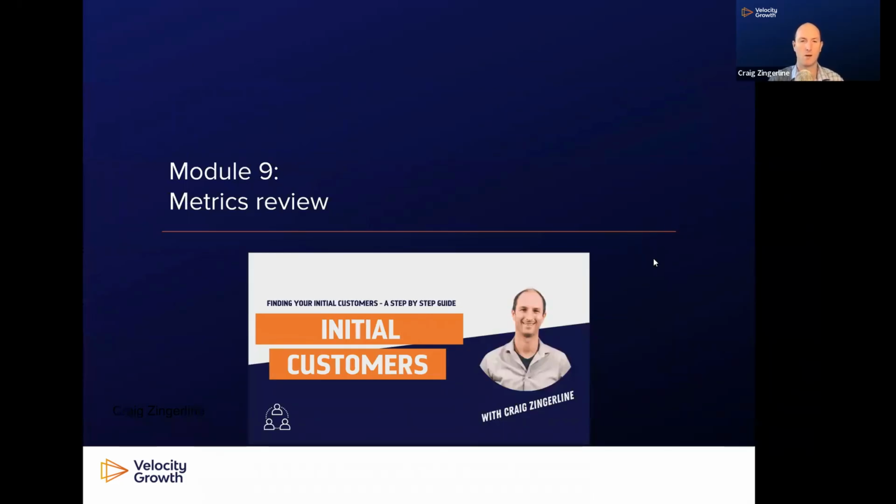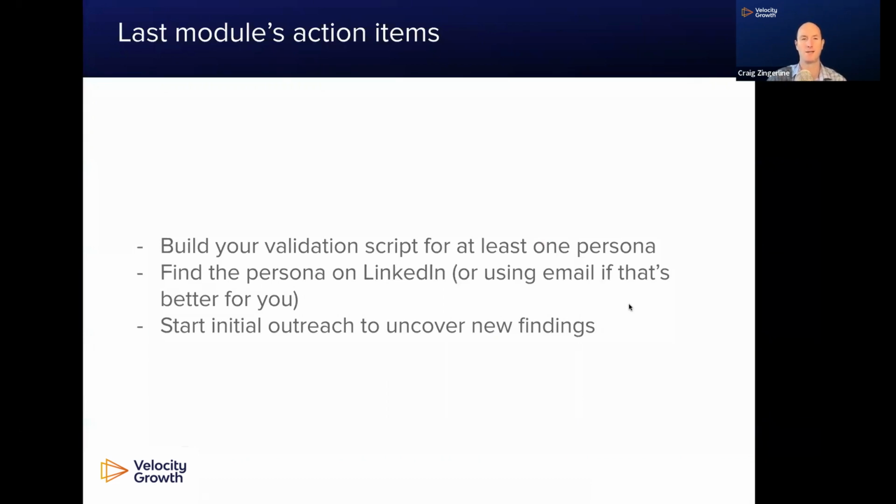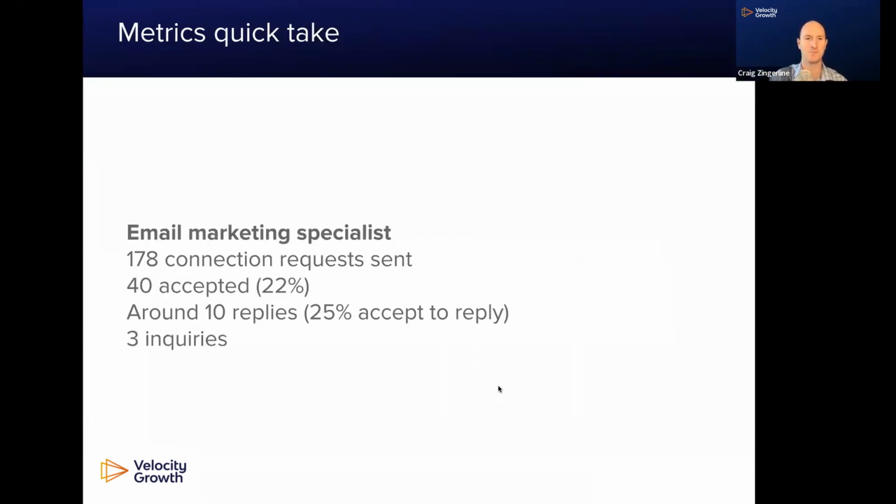Okay, so since I've been doing a lot of the work behind the scenes in between these modules, I wanted to take just a point in time review of our metrics so far. The last module's action items were to build your validation script for at least one persona, find that persona on LinkedIn, and then start that initial outreach to uncover new findings. That was what you were supposed to do. And if you haven't done that yet, go do some initial outreach and then come back here.